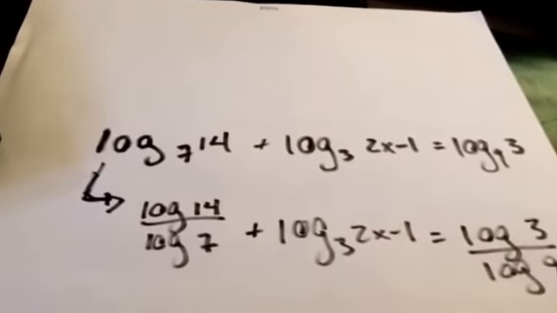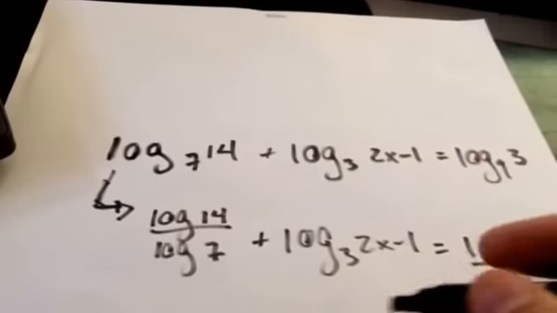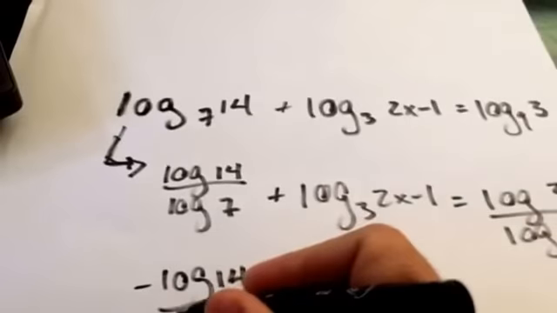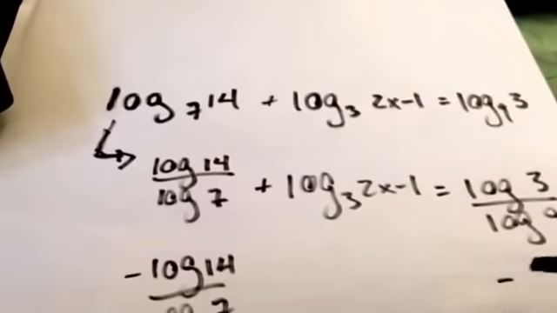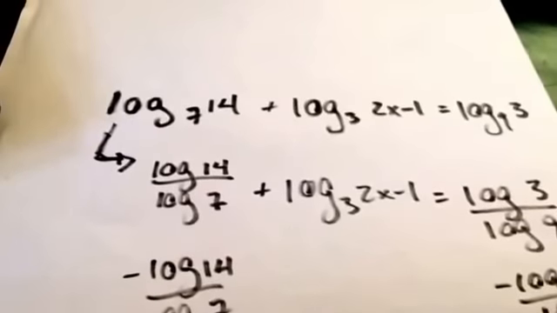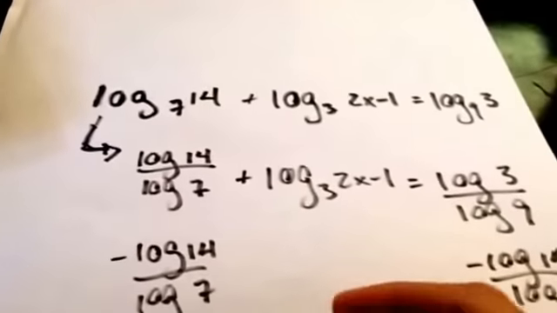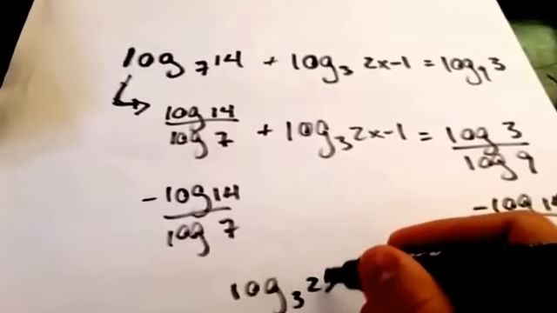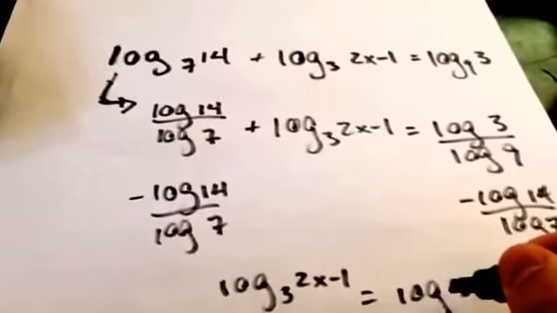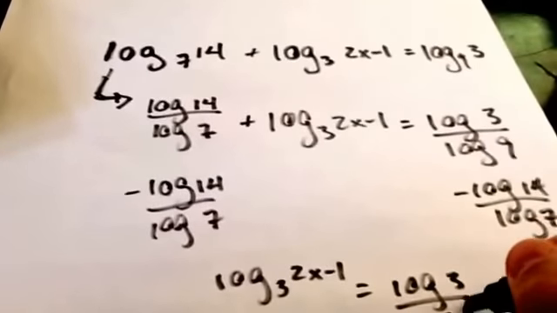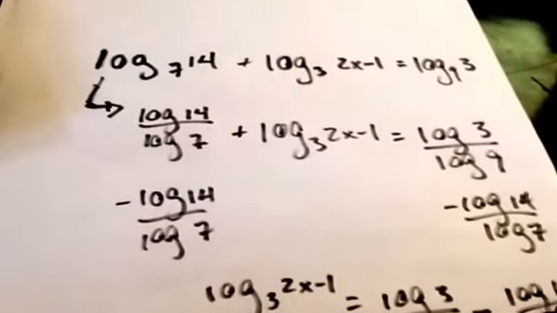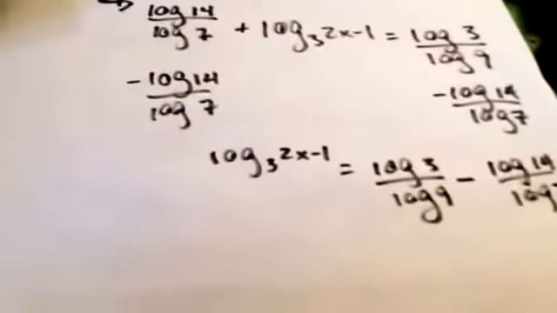Now I don't have a calculator on me, so I can't do that. But what I would do after that is subtract this part as a number from both sides. I'm just going to write down the log portion, but you should have a number for this right now. So then you have the log base 3 of 2x minus 1 equals log of 3 divided by log of 9, which you are going to have a number for, minus the log of 14 over the log of 7, and you're going to have a number for that as well.